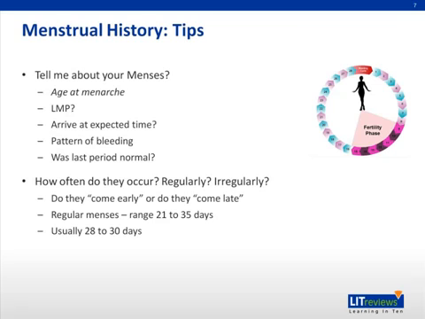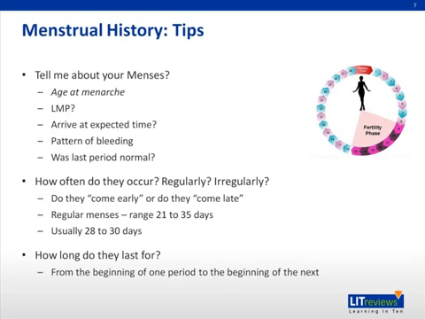It's important to understand that not every cycle needs to be 28 days. The periods are considered normal between 21 and 35 days, and usually for most people, it happens between 28 to 30 days. Also, another question would be, how long do they last for? And this would include counting from beginning of one period to the beginning of next period.